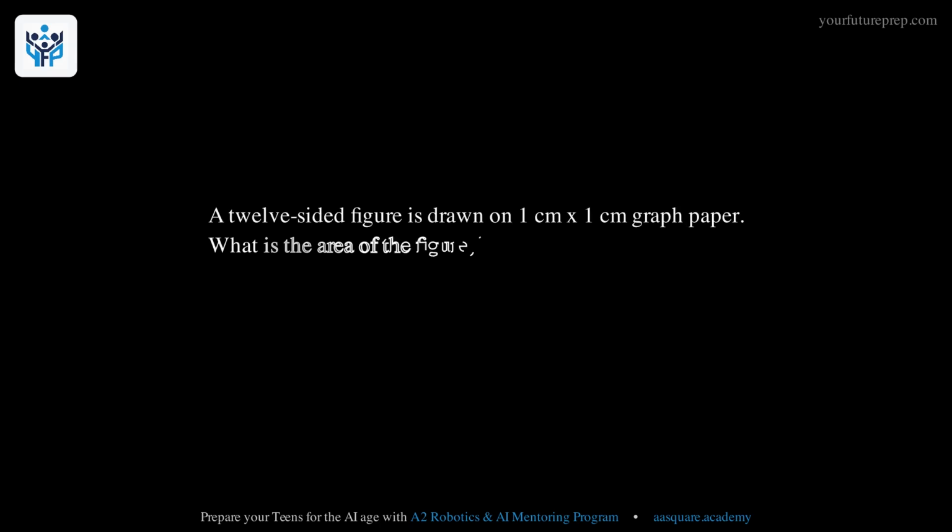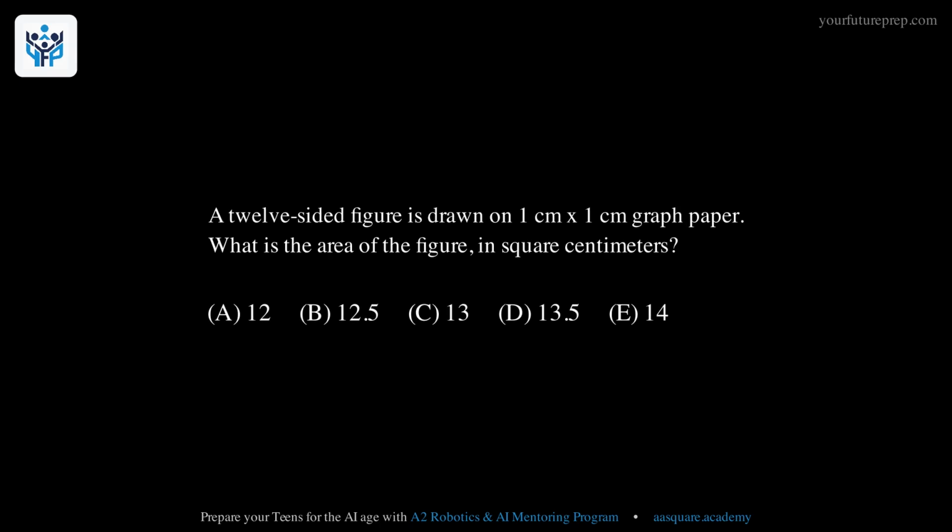Here's problem 4 from the 2018 AMC 8. A 12-sided figure is drawn on 1 cm by 1 cm graph paper. It's a symmetric pinwheel shape whose corners all land on the grid points. What is the area of the figure in square centimeters? The choices are 12, 12.5, 13, 13.5, and 14.